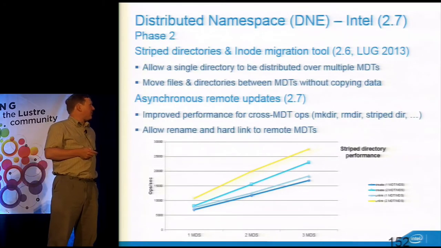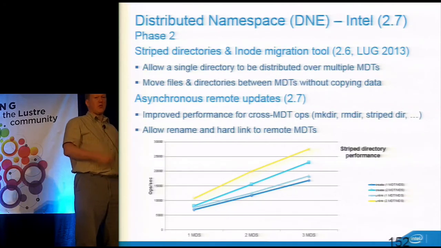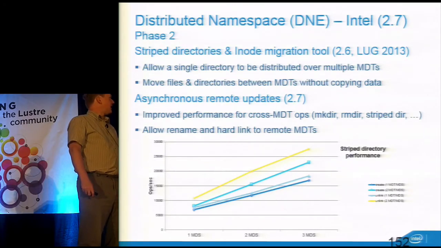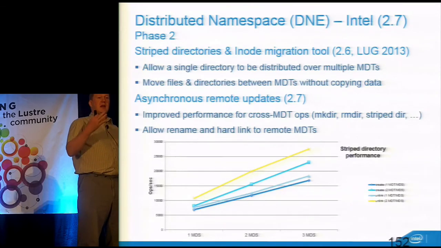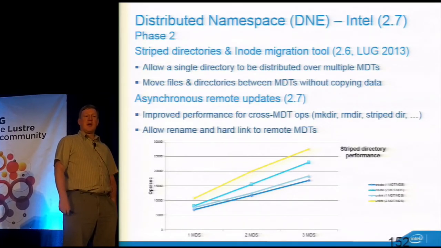So the first one, distributed namespace, is striped directories, phase 2. Phase 1 was included in Lustre 2.4, I think, and that had remote directories, so you could scale the namespace, performance and size at the directory level. Phase 2, which is in 2.6, is striped directories and a tool that allows you to move the Lustre file layout to a new inode on a new MDT without having to copy the data. So it allows you to essentially do rebalancing.